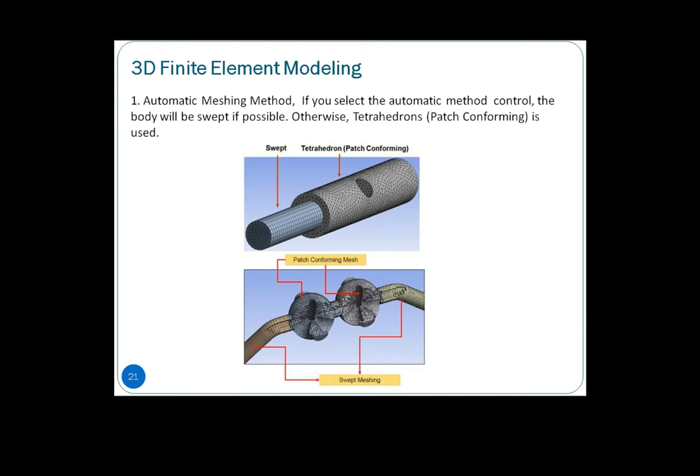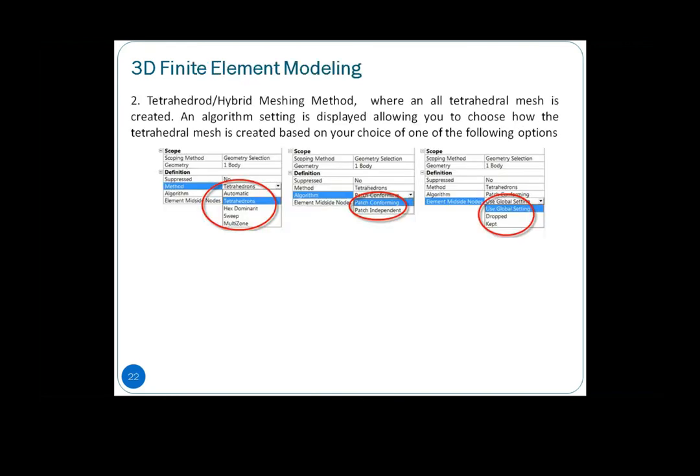Then if no, then you will use tetra. So tetrahedron, later on you have two settings. This is what we call patch conforming, so it's more towards bottom up. Later on we will look into it. Right, so the next is tetrahedron.